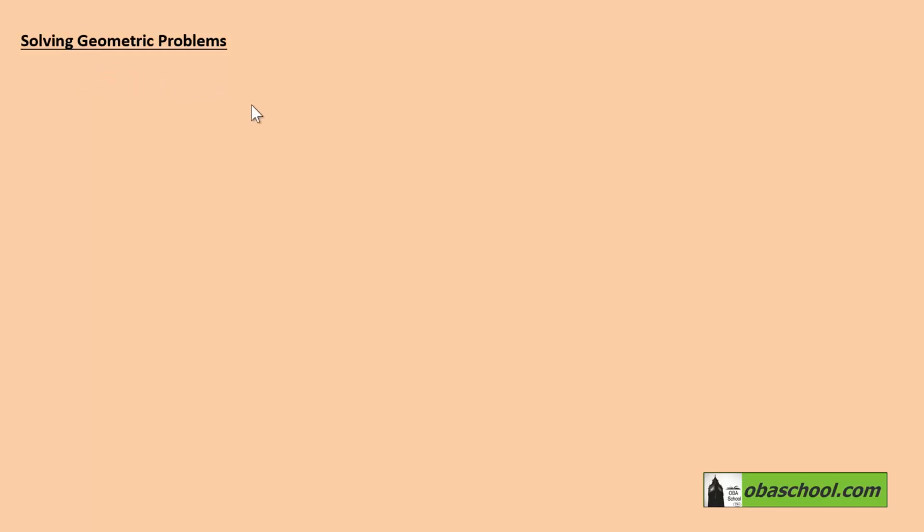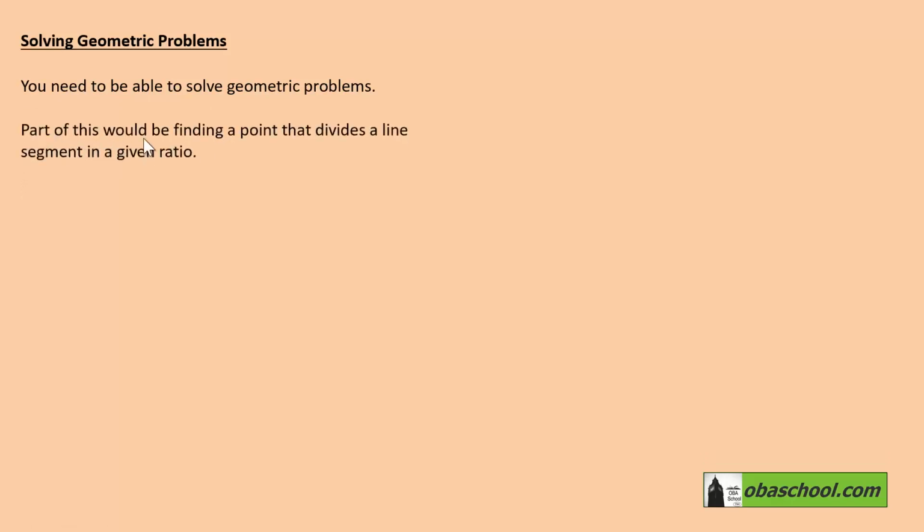Solving geometric problems. You need to be able to solve geometric problems. Part of this would be finding a point that divides a line segment in a given ratio. So consider this triangle OAB. Let's take this point M, which lies on the side AB.